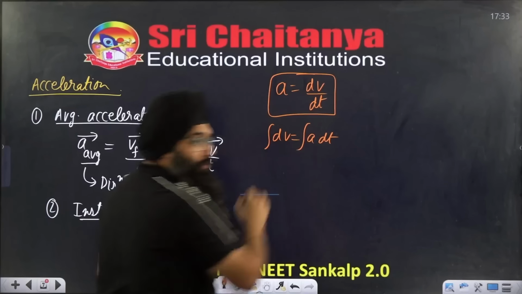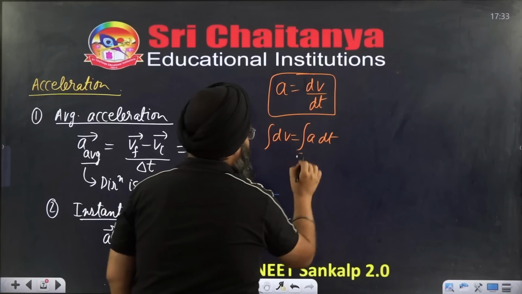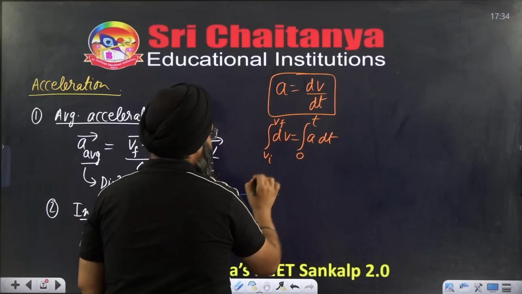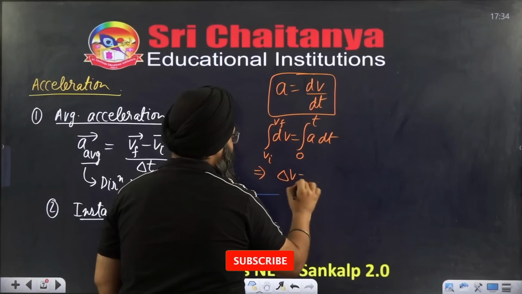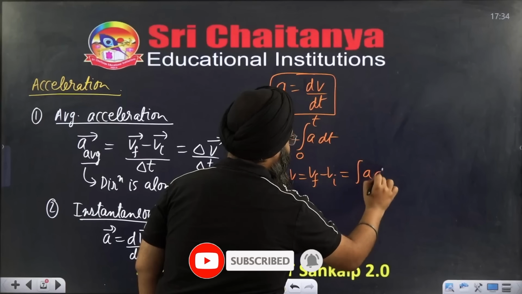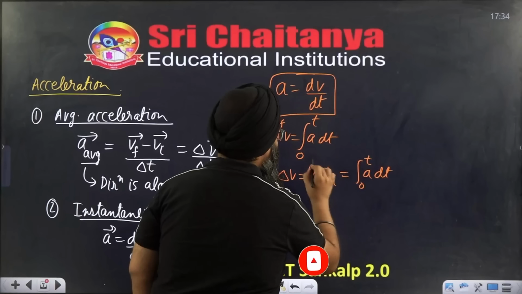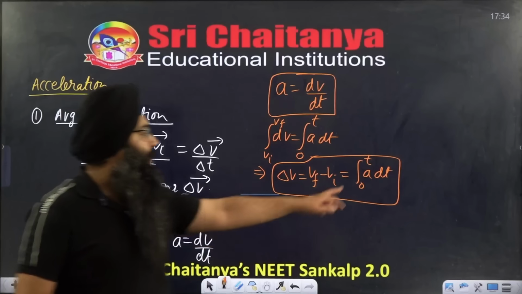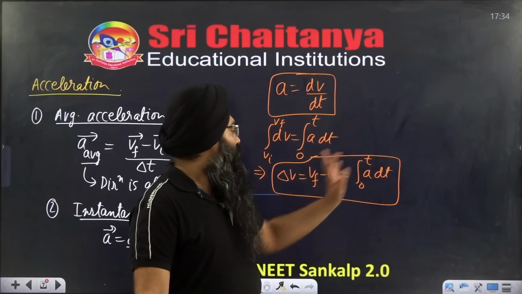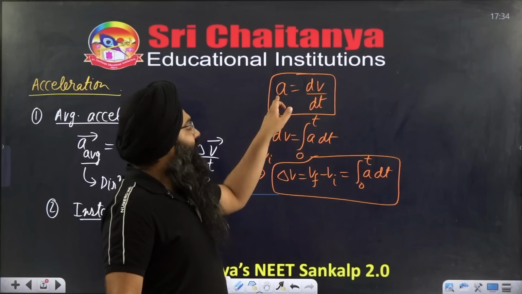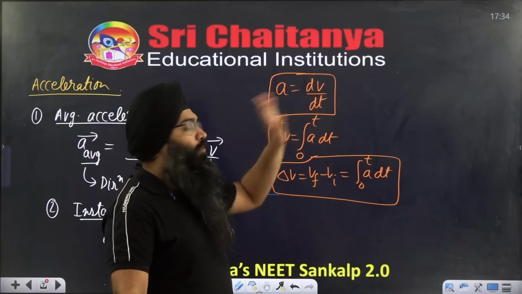Let's integrate it from 0 to t, from initial velocity v initial to v final. What will we get? We will get delta v, which is v final minus v initial, is equal to integration a dt from 0 to t. So to get the value of delta v, we can directly integrate acceleration with respect to time from 0 to t to get the change in velocity. And if we want to find instantaneous acceleration, then we'll go for dv by dt.